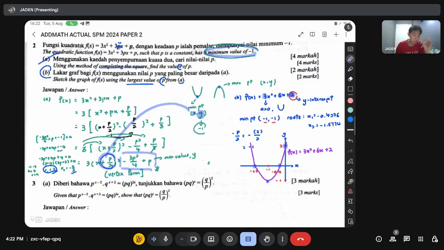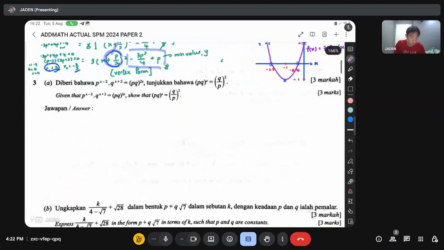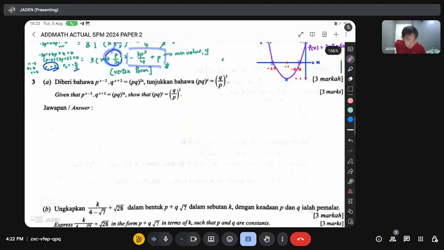I hope you got the idea now for 2a and b. Then we're going to move on with 3a. Given that p power x minus 2 times, this dot here means multiply, q power x plus 2 equals (pq) power 2x, show that (pq) power x is actually q over p power 2.